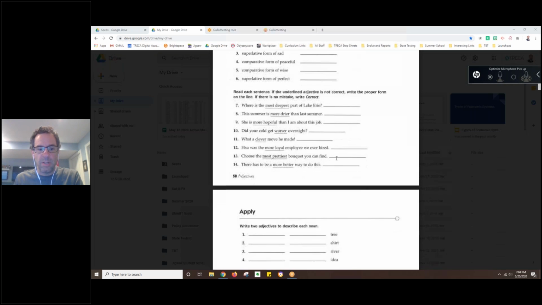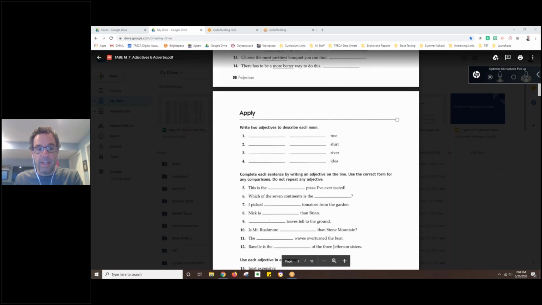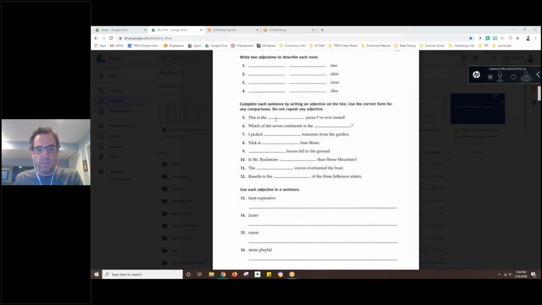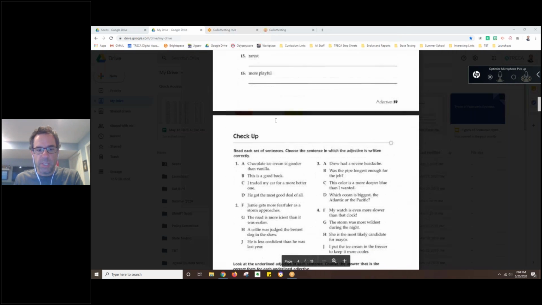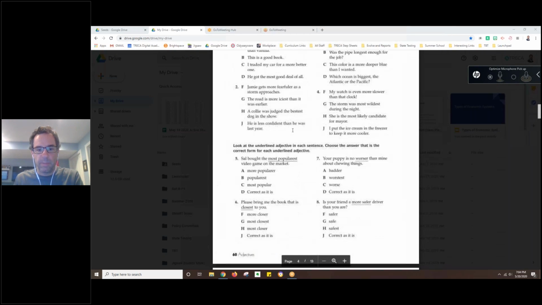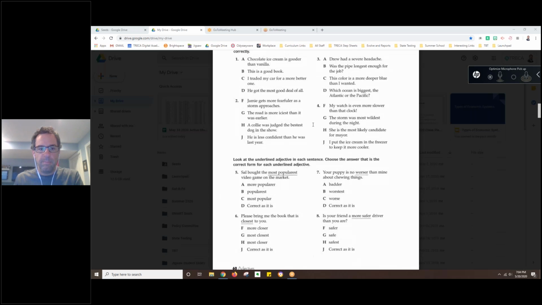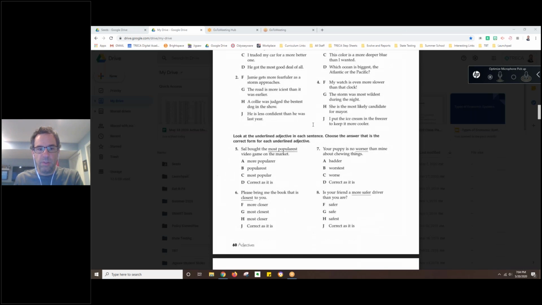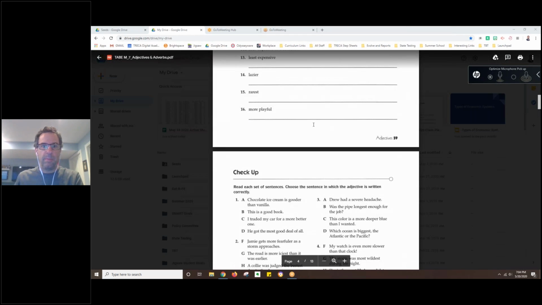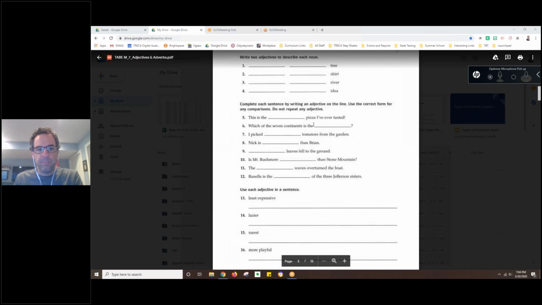What I'm going to concentrate on today is apply, and we'll do page 59, and then we'll do page 60, which is a checkup, kind of multiple choice. And then if there's any time at the end, we'll start on adverbs, but my goal is to just get through 59 and 60 today to wrap up adjectives.